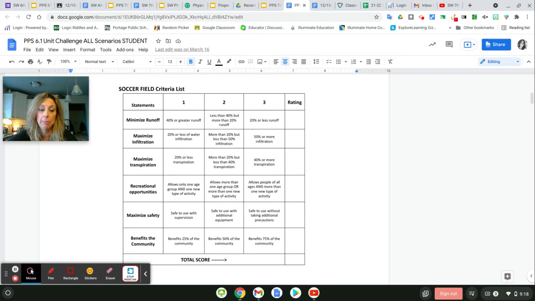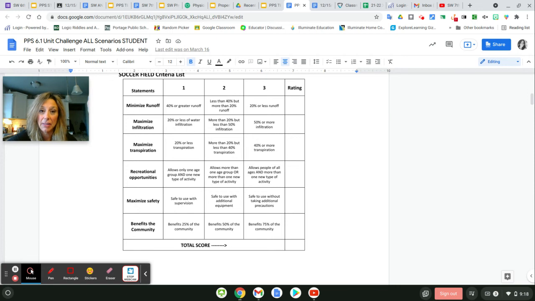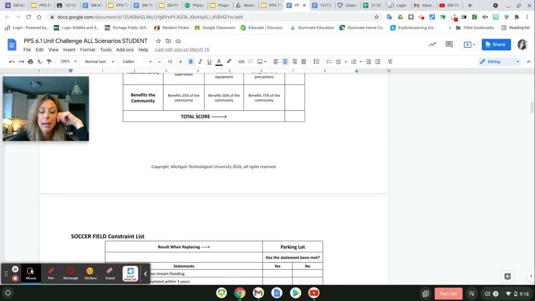We want to make sure it minimizes runoff, it maximizes infiltration, it maximizes transpiration. We also needed to make sure, the owner said, it has to benefit the community. So we have to make sure it's got some recreational opportunities so people will come visit it. We want to maximize safety. They decided that no matter what it is, it needs to be safe for the community. We don't want a bunch of injuries. And it's going to benefit the community. They talked about the economics of the community. If people come to the area, they're going to shop in the local shops and spend money, and that will benefit the community. Okay.